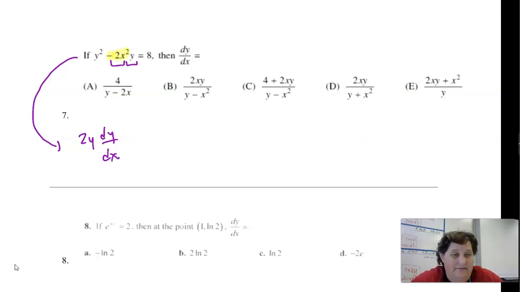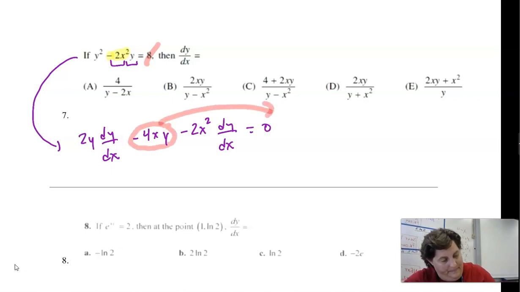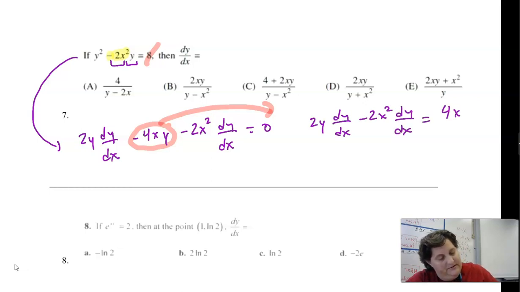So my first term will be negative 2x squared. My second term will be y. So it's derivative of the first times the second, and then first times derivative of the second. Okay, derivative of 8 is 0. Everything that has a dy/dx will stay on this side. Everything without will go to the other side. So this will say 2y dy/dx minus 2x squared dy/dx equals positive 4xy. I added that to the other side, okay?